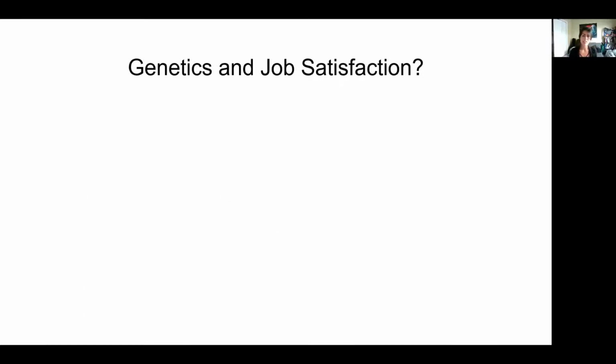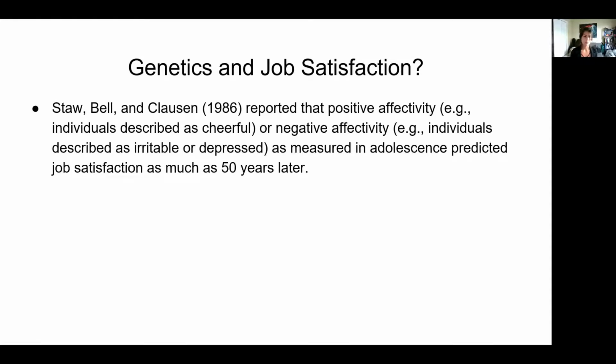And that gets us into the next idea, genetics and job satisfaction. There is a growing interest in all fields of psychology, including IO psych, of this idea of can we predict things about people from their genetics, from their genes and their heritage and those sorts of things. So one of the things I mentioned a second ago, there's one study that found that measuring someone's positive affect or negative affect in adolescence, like in their early teens, can predict their job satisfaction as much as 50 years later.